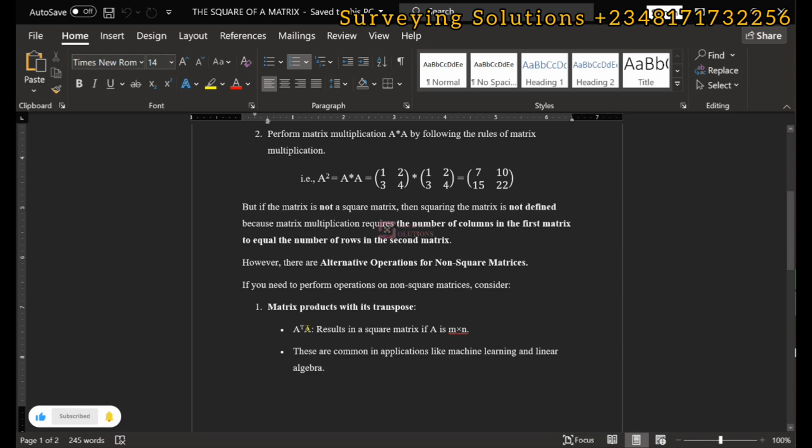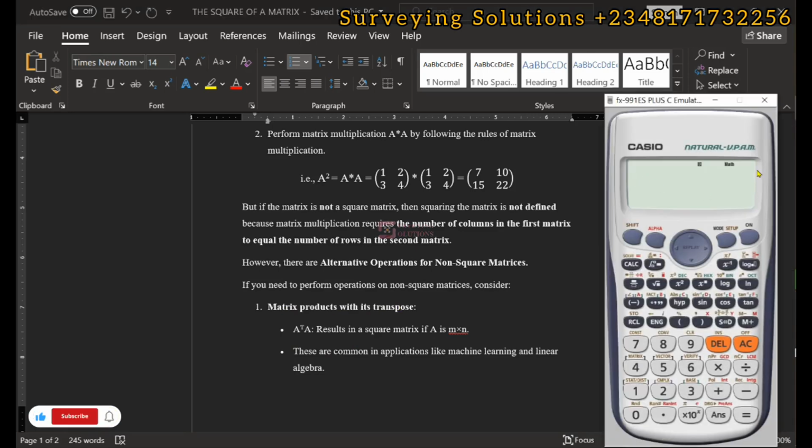Now this is where our interest lies. This is the crux of today's tutorial. Now matrix product with its transpose. So we are going to use our calculator. Let's take it to the matrix mode. So you click on mode and then you select 6, right? Good. The first thing is that we need a matrix A, right? Good. That's the first matrix.